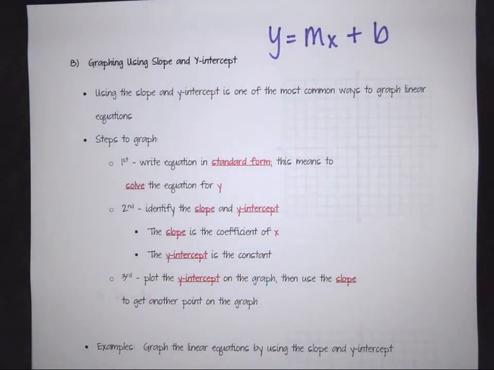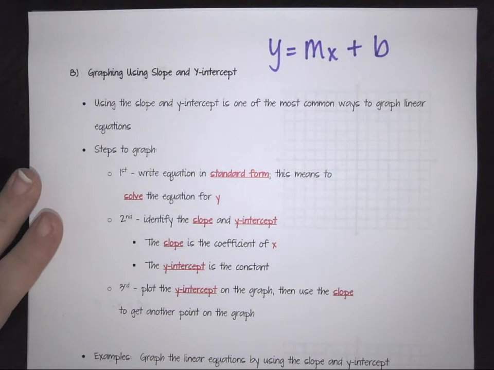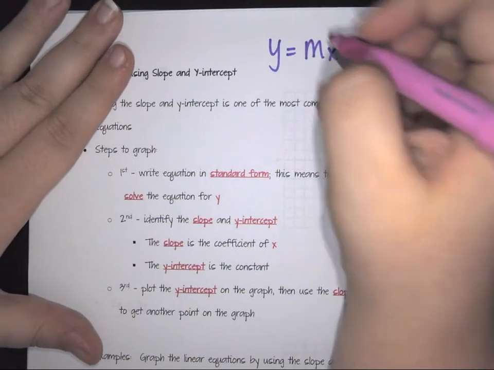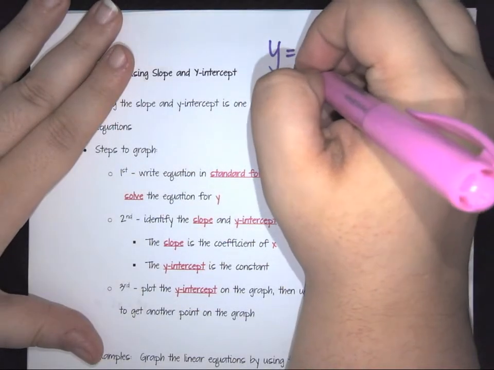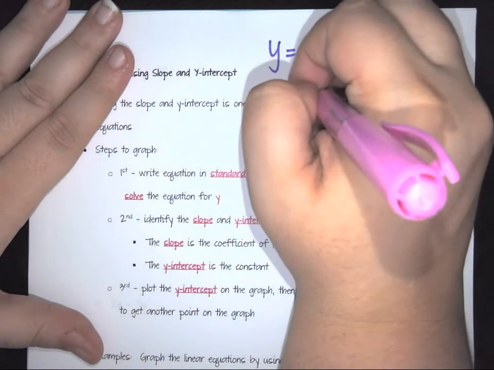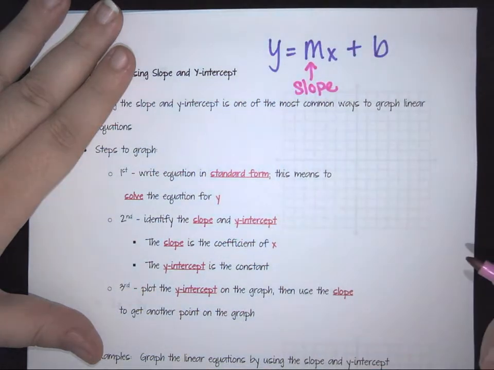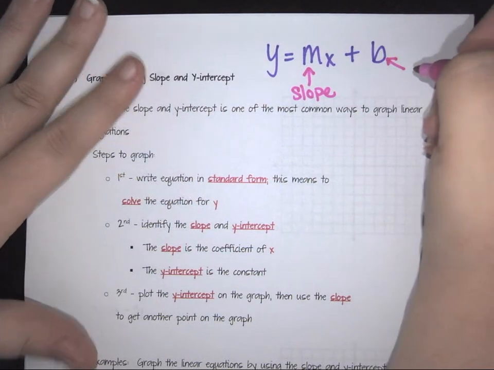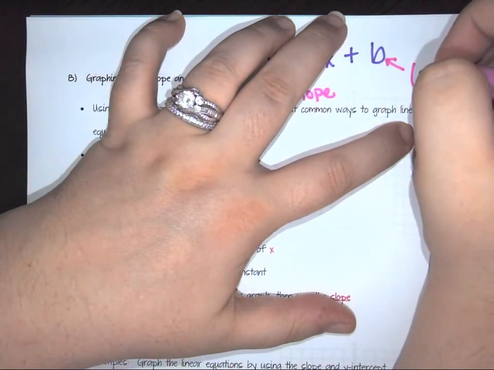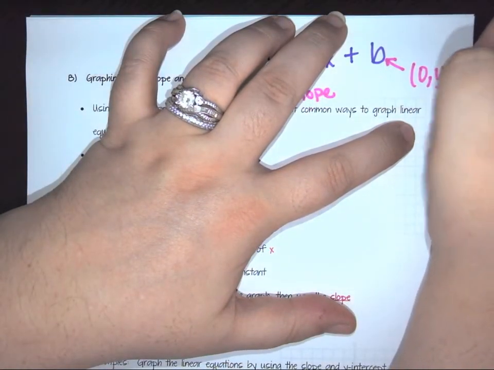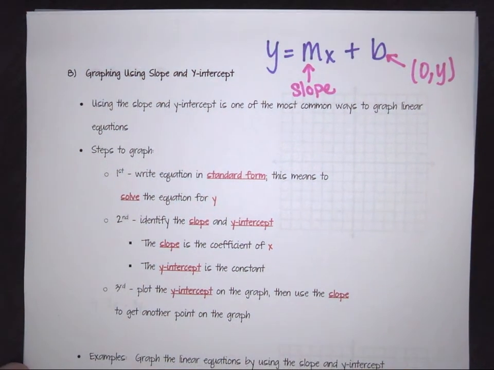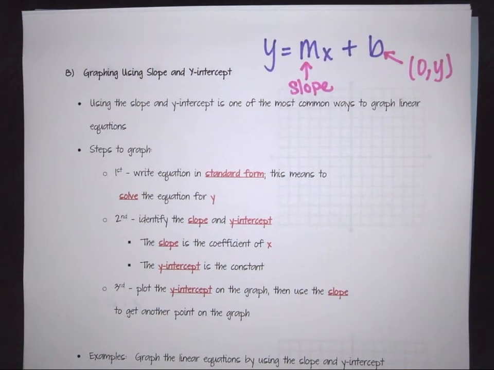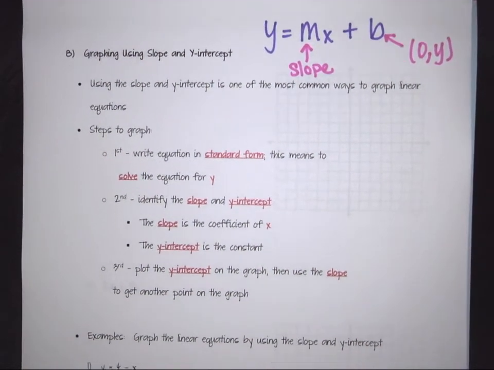Now in this equation, we have a couple pieces or parts that are important. First, your m here stands for slope. The b is your y-intercept. Hence, being able to graph with your slope and your y-intercept.